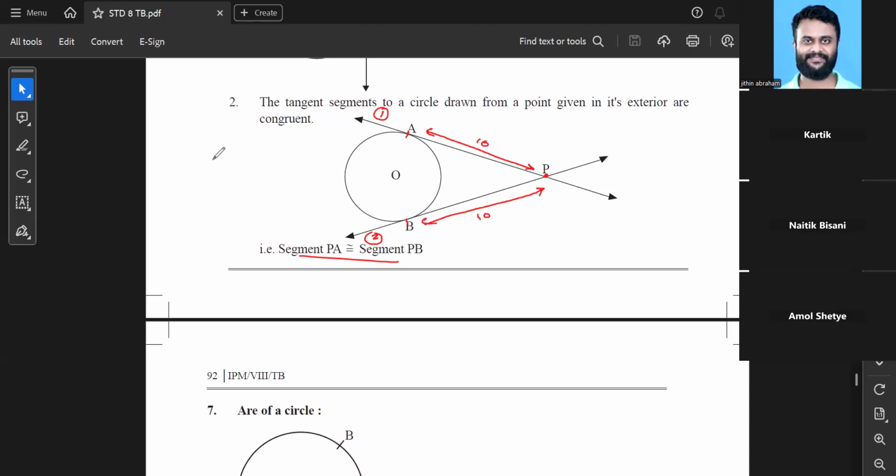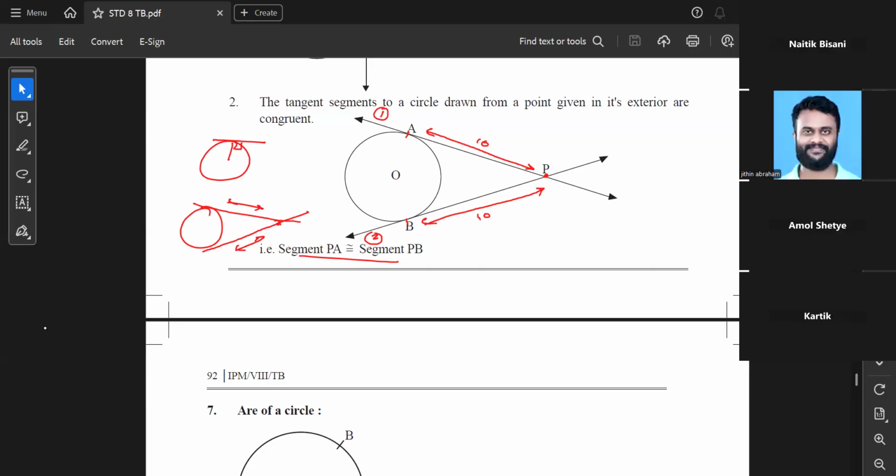So we have learned two properties. The first property is that the radius is perpendicular to the tangent, and the second property is that whenever you have a circle and, from an outer external point, you draw two tangents, then this particular length and this particular length are both the same. These are the two properties.